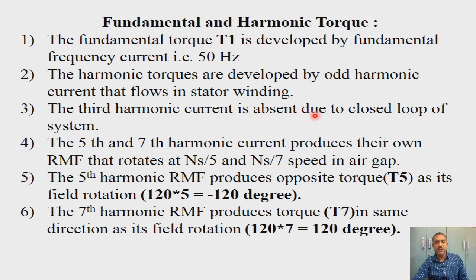The third harmonic current is absent due to the closed loop system of this network. Then the fifth and seventh harmonic currents will produce their own rotating magnetic fields, and those will rotate at ns by 5 and ns by 7 speed in the air gap. The fifth harmonic current produces a rotating magnetic field that acts in the opposite direction. The seventh harmonic current produces a rotating magnetic field that produces the torque we call T7, and that will have the same direction as the main fundamental torque direction of rotation.